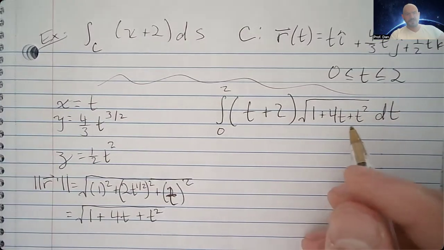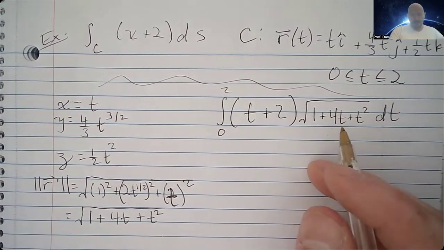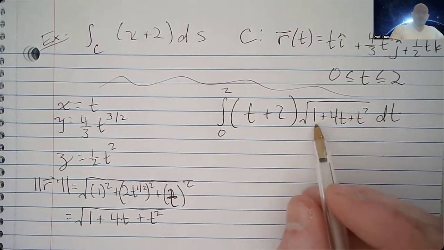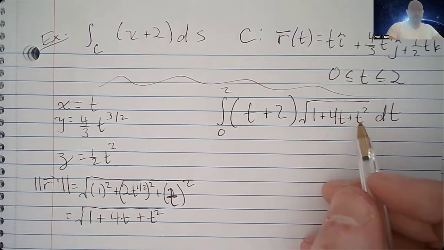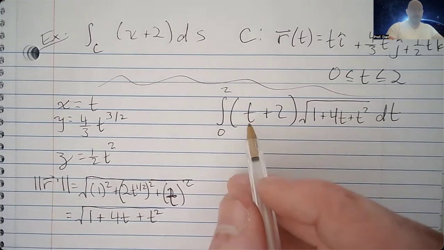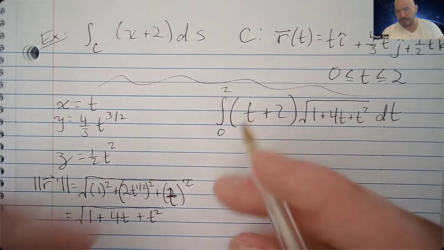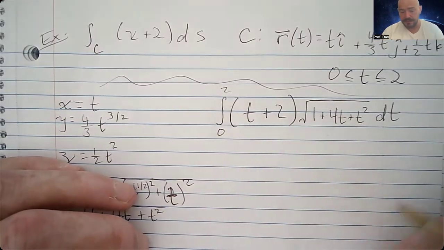And looking at this, I know I'm going to do a u sub. Think about it, if you take the derivative of the inside of the square root, you get 2t plus 4, and that's a multiple of t plus 2. So that tells me that a u substitution would be helpful here.